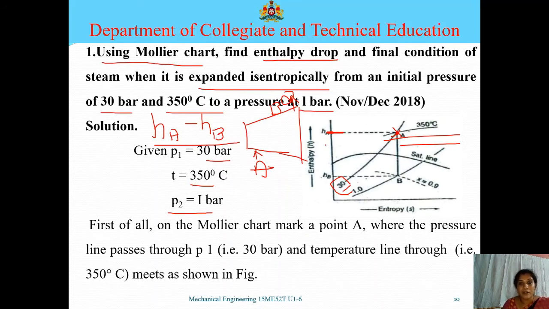Then I need to find out the value of enthalpy at the exit condition, that is, I need to find out HB. Then how can I find out HB? They have told that the steam is expanded isentropically. What do you mean by the isentropic process? That means the entropy of the system remains constant. That is, S1 equals S2 or SA equals SB. This is a condition they have told us. That is, the entropy remains as it is. There is no change in the entropy. That is the meaning of isentropically.